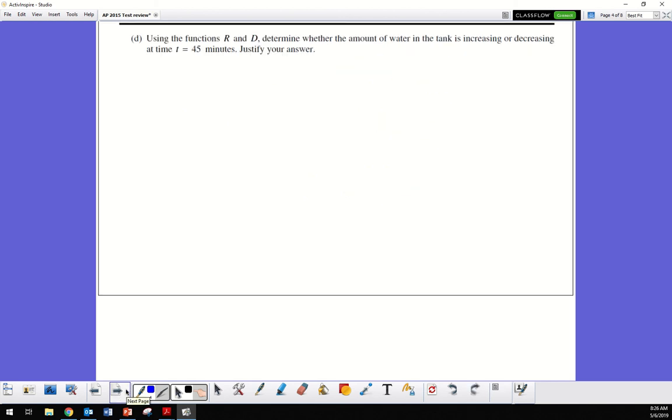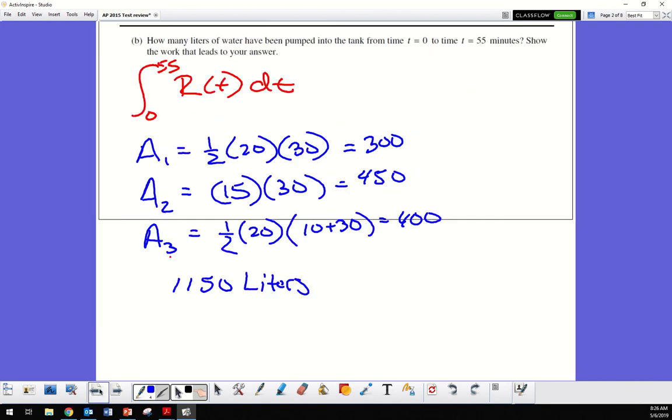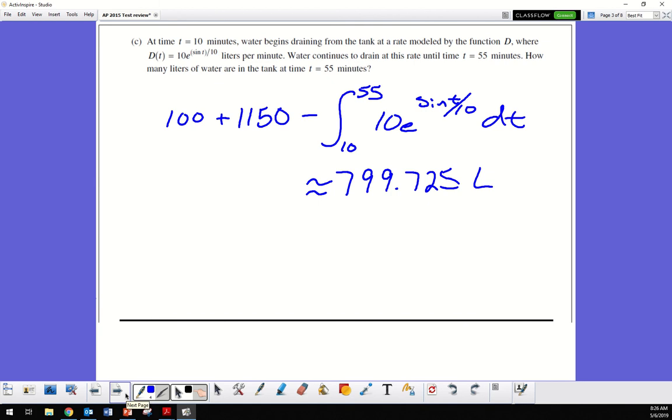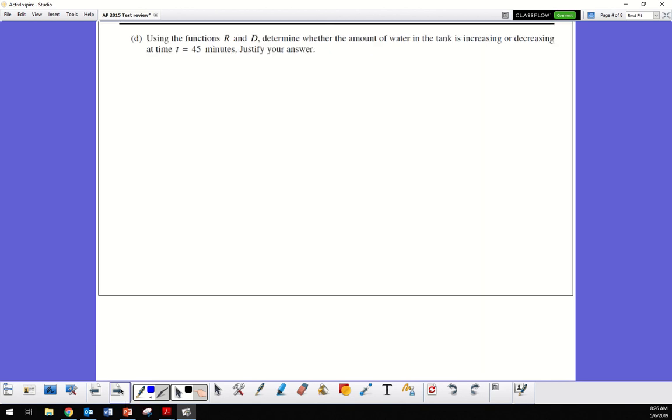Okay. Use the functions R and D to determine whether the amount of water in the tank is increasing or decreasing at t equals 45. Okay, so let's try a couple things. Increasing and decreasing, so isn't this all based on my graph, right? And the graph was in what units? It's the rate, isn't it? And so it's the same thing for D, isn't it? That was a rate, wasn't it? Okay, so since those are both rates, I want to know if it's increasing or decreasing.